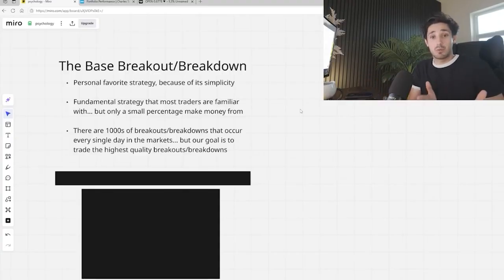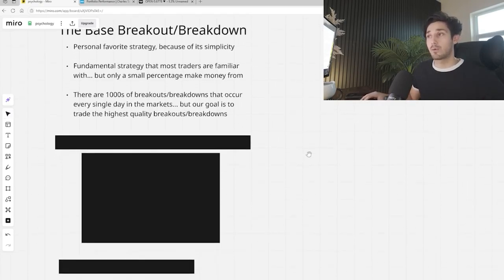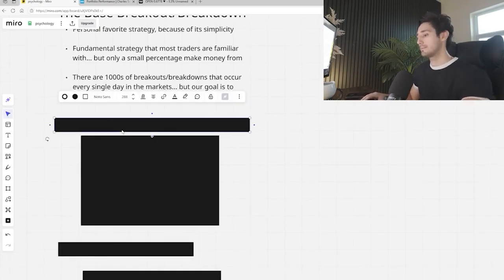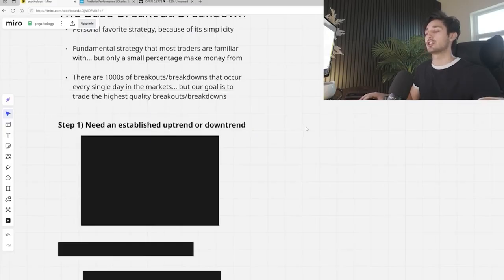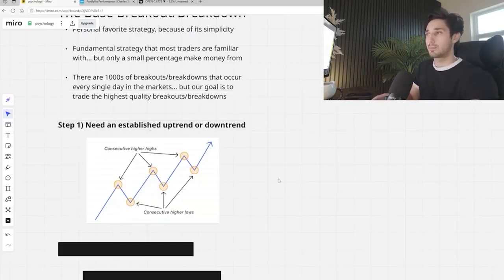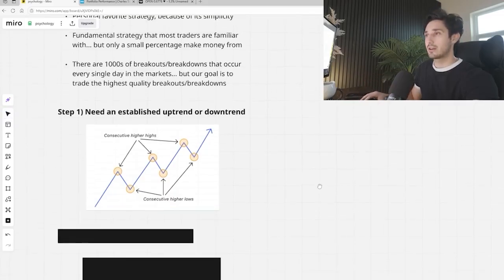And this is ultimately what's going to make you profitable trading this strategy: if you're able to find what are called amplifiers. Amplifiers are essentially criteria that make a specific setup higher quality. I'm going to go over every single amplifier for the breakout and the breakdown. But step one for trading this strategy is you need an established uptrend for a breakout, and you need an established downtrend for a breakdown.